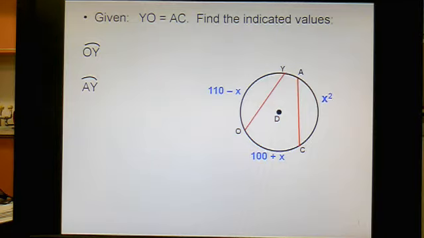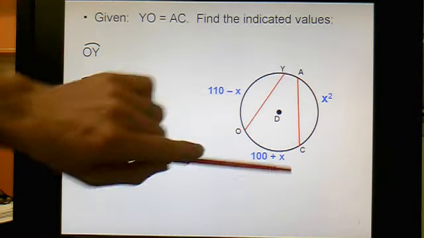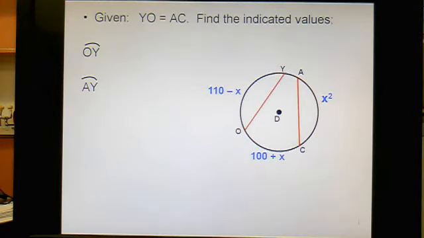So the first given is that YO and AC are congruent. You're going to have to sketch those on your paper. That might take a minute. YO is a chord. AC is a chord. There is enough information up there for you to solve this.